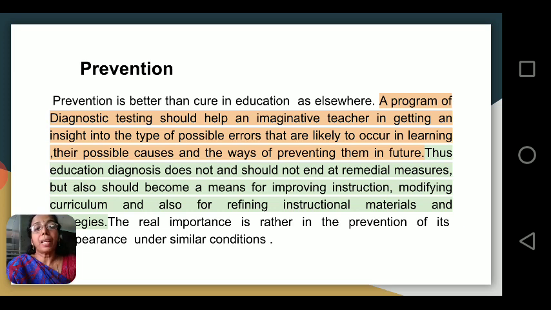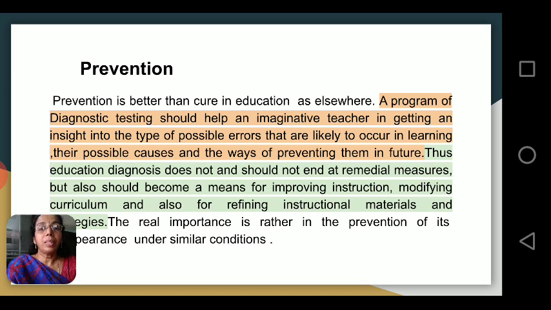The next function of diagnostic testing and remediation is prevention. We know that prevention is better than cure in education, as elsewhere. A program of diagnostic testing should help an imaginative teacher in getting an insight into the type of possible errors that are likely to occur in teaching and their possible causes and the ways of preventing them in future.